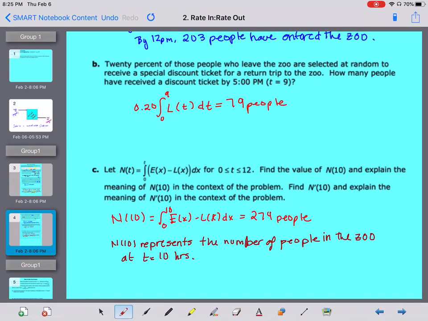I think with the math and that sentence right there, we kind of cover and explain the meaning, because they didn't really talk about like the answer. They just talk about the meaning of the problem. Okay. And then the second question says, find n prime of 10 and explain the meaning of n prime of 10 in the context of the problem. So now we're talking about n prime, which means we're talking about the derivative of n of t.